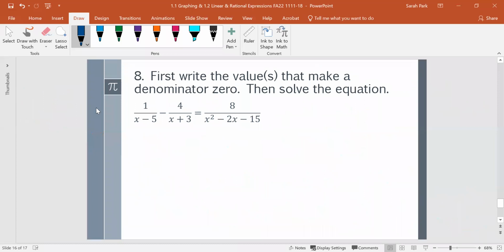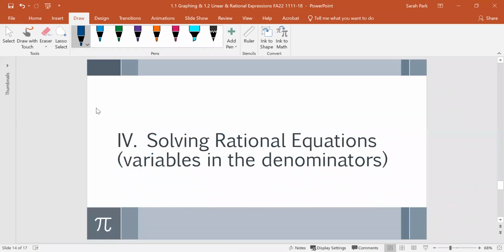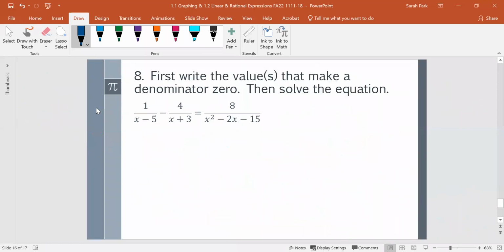Okay, let's look at number 8. It says first write the values that make the denominator 0, then solve the equation. Okay, let's do that first. Let's find the values that make the denominators 0. So how do we find the denominators that make the 0?